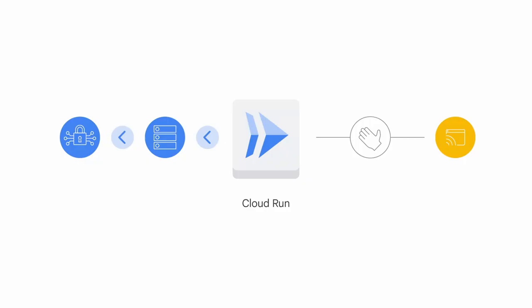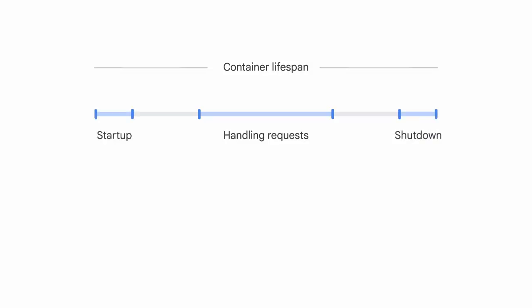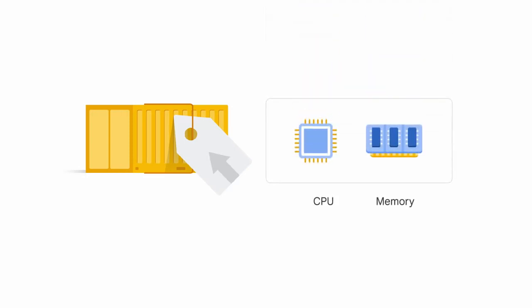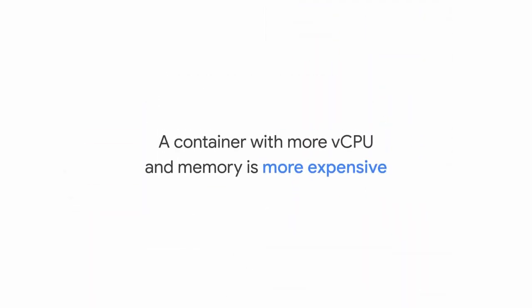The pricing model on Cloud Run is unique, as you only pay for the system resources you use while a container is handling web requests, with a granularity of 100 milliseconds, and when it's starting or shutting down. You don't pay for anything if your container doesn't handle requests. Additionally, there's a small fee for every 1 million requests you serve. The price of container time increases with CPU and memory. A container with more vCPU and memory is more expensive.